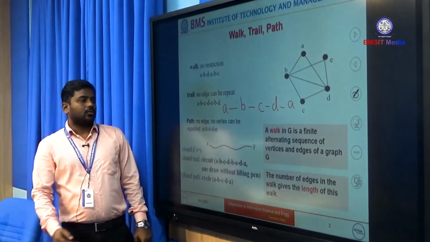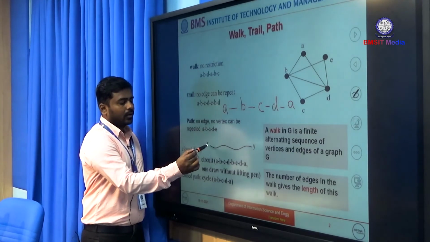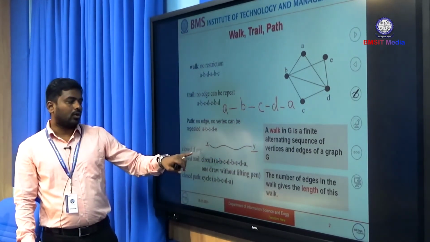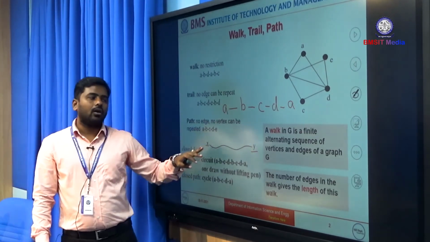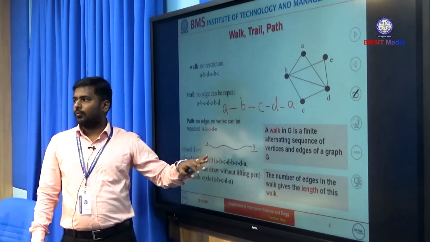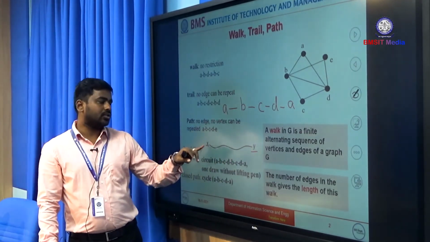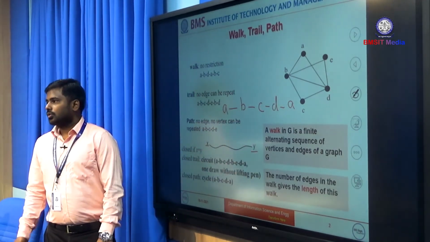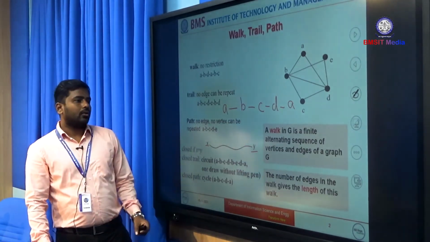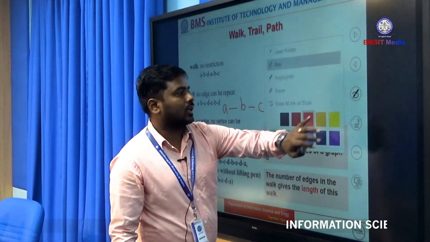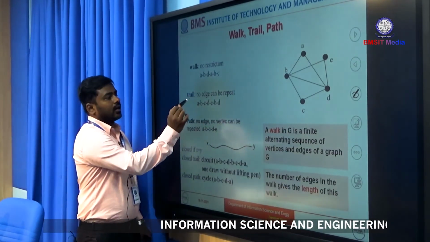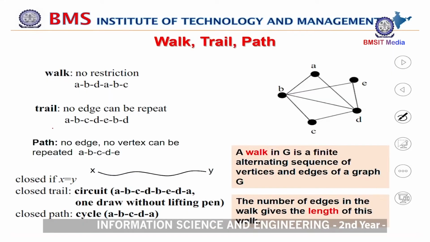If we start with a vertex X and reach a vertex Y which is not X, then such a walk we can call an open walk, and if we reach the same vertex, then we call it a closed walk. Now you have seen what is a trial. In a trial the edges are not repeated.